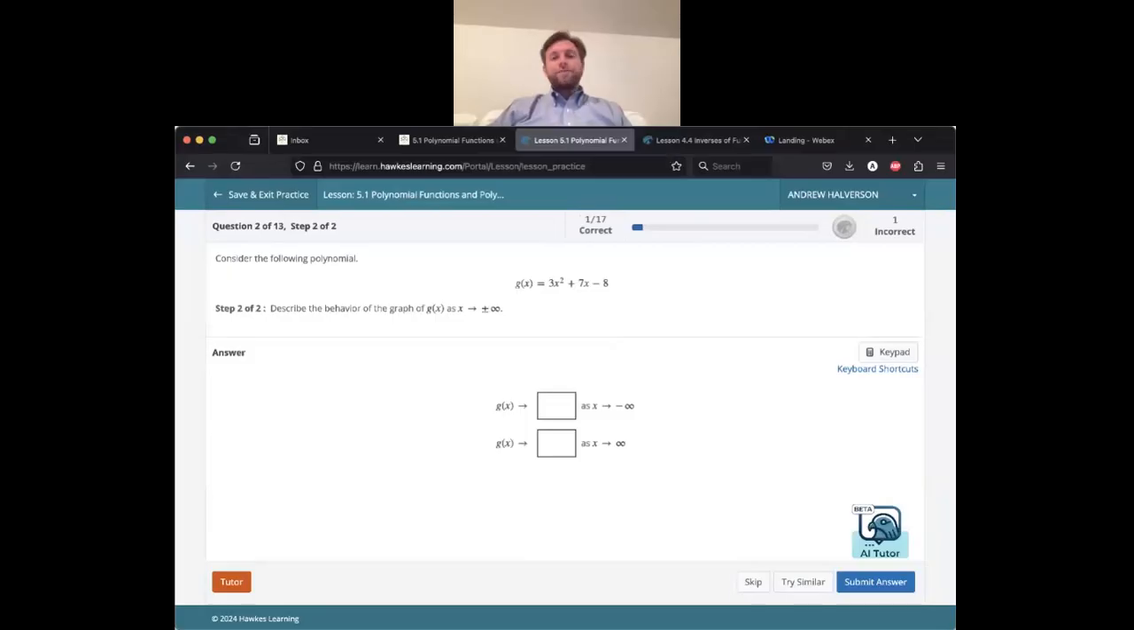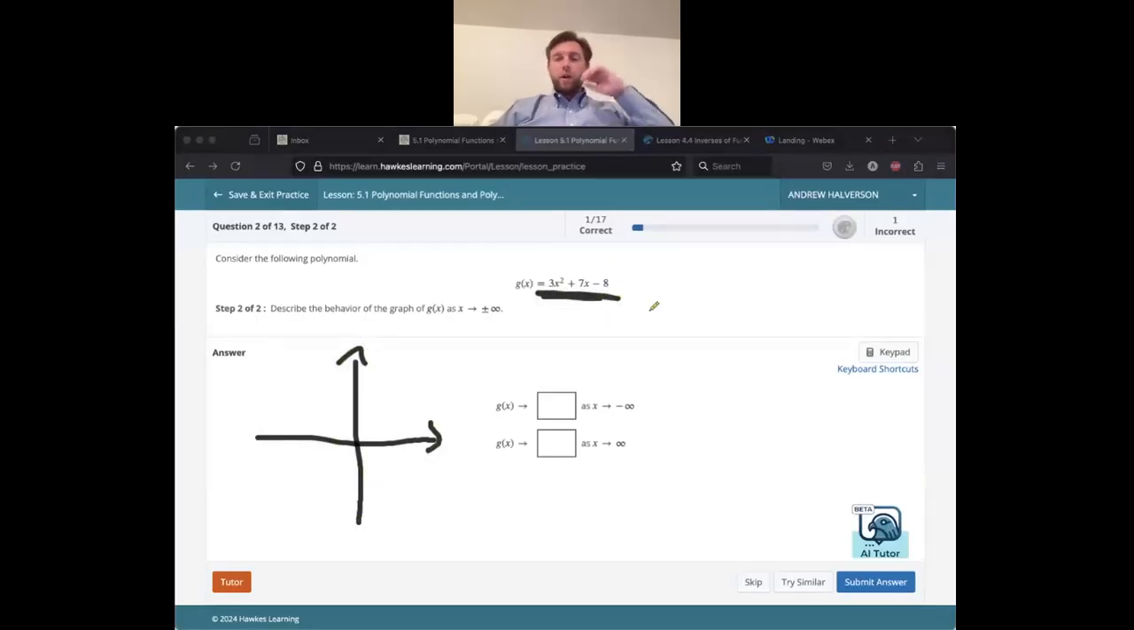Okay, describe the behavior of the graph as x, what does this mean? As x goes to infinity, and then as x goes to negative infinity. Okay, so let me show you what that means. Let's get the graph. Here's the function, 3x squared plus 7x minus 8.